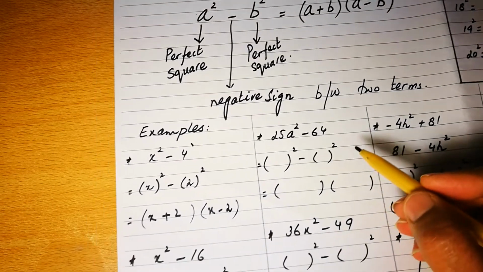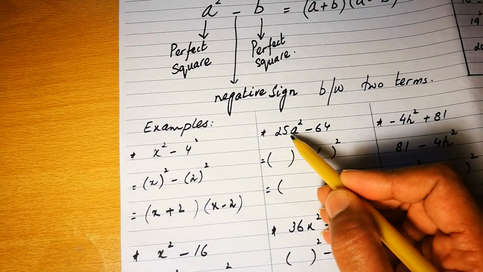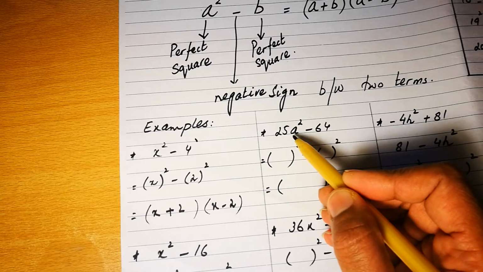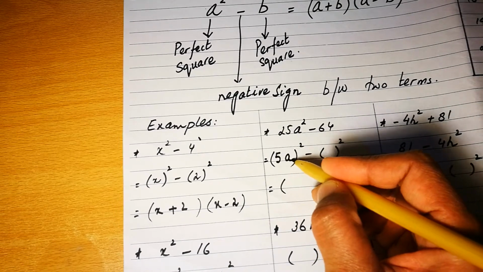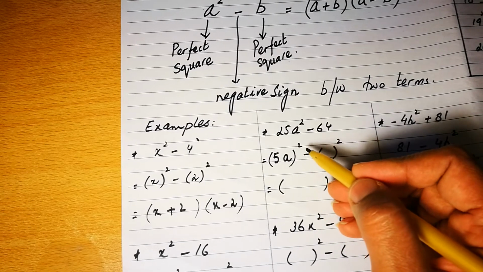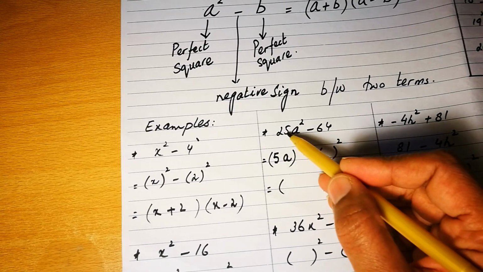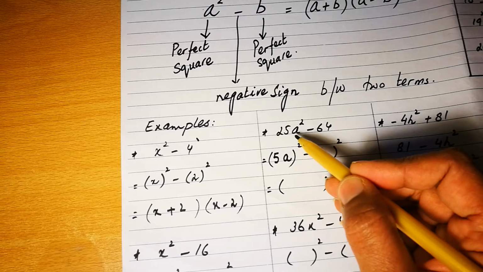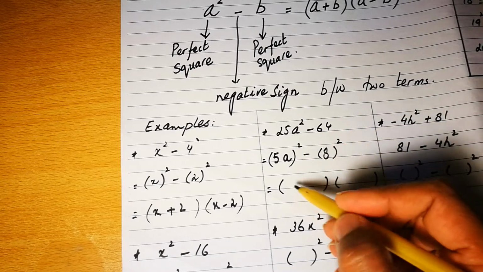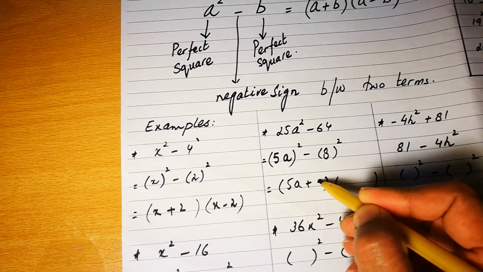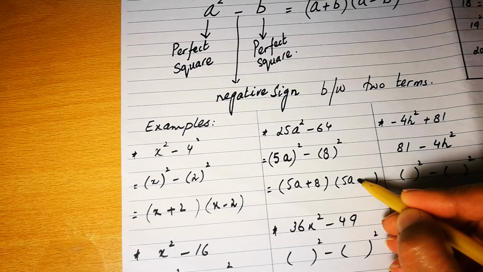25a square minus 64. Now in 25a square, there are two terms, but both are perfect squares. 25 can be written as 5 and a. So 5a whole square, if you expand it, you're going to have 5 square, that is 25, and a square, that will give you 25a square. 64 is 8 square. So you're having (5a plus 8)(5a minus 8).